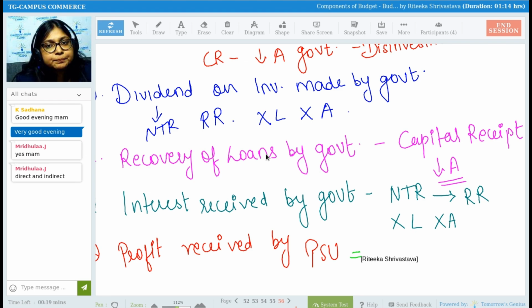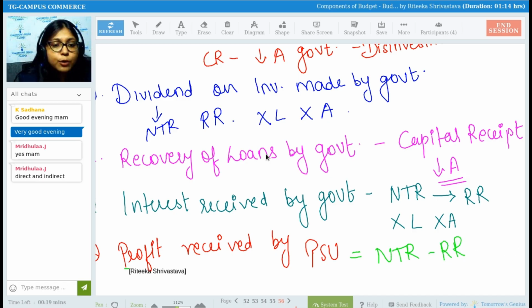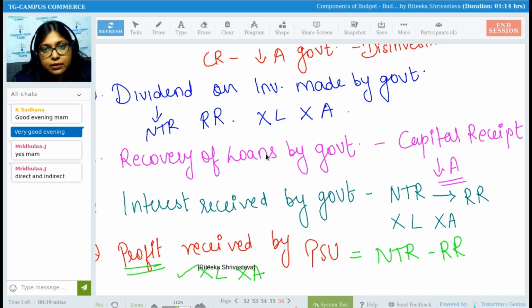Profit is part of what? Profit is going to be part of non-tax revenue. Remember, dividends and profit are part of non-tax revenue for the government. Non-tax revenue means directly a revenue receipt. Also, profit is something which is neither going to create any liability for the government, nor decrease the assets of the government. So if both these things are satisfied, automatically it is going to be a revenue receipt.